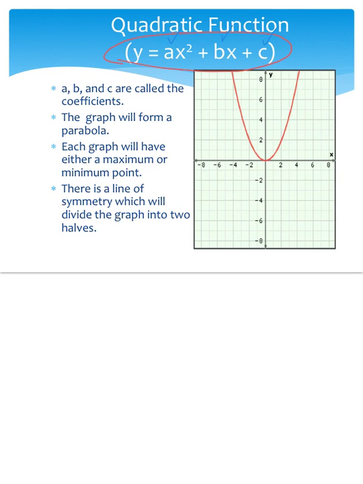The graph that's formed from a quadratic function is called a parabola. And each of these graphs is either going to have a maximum point or a minimum point. And also, each of these graphs is going to have a line of symmetry that divides the graph into two halves. So you can see that line of symmetry running straight down the center there. If I folded this graph in half, it would end up on top of the other side.